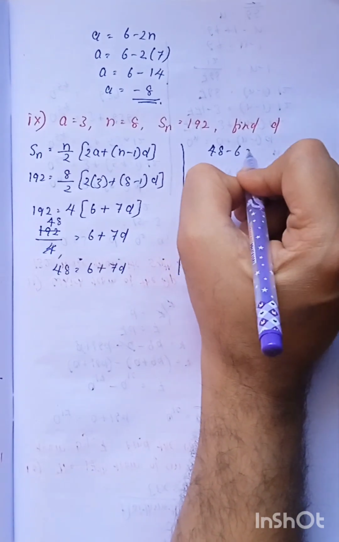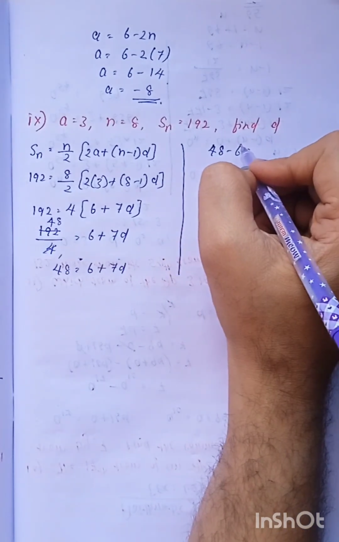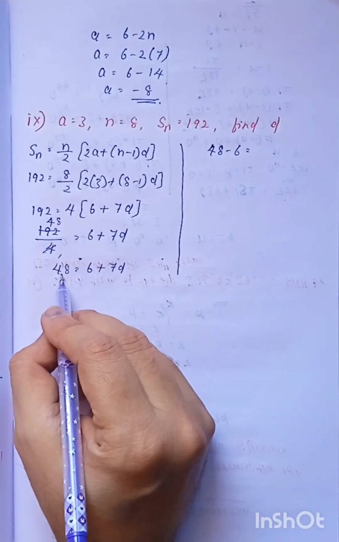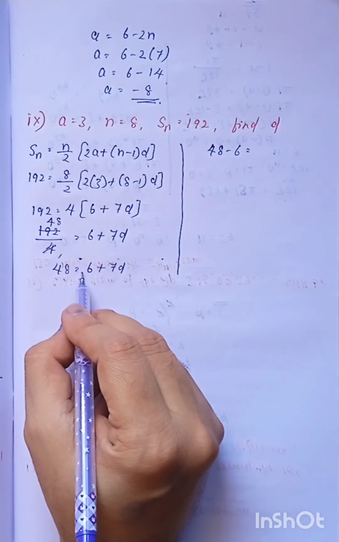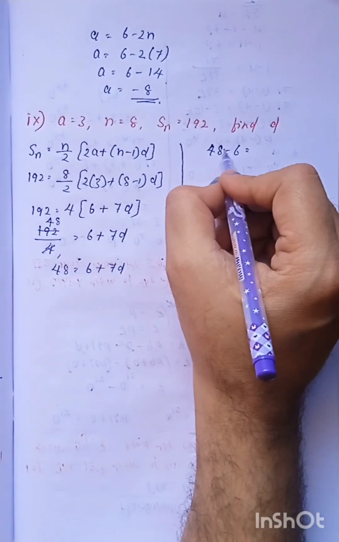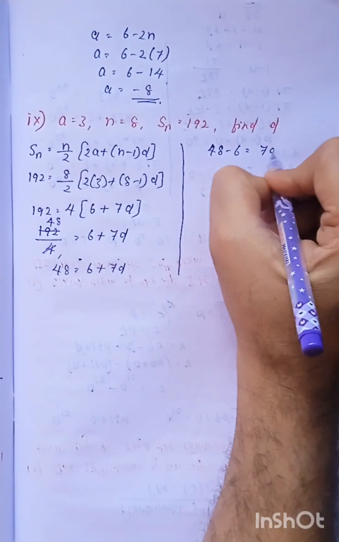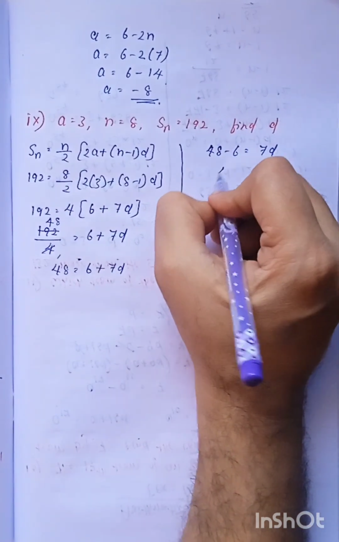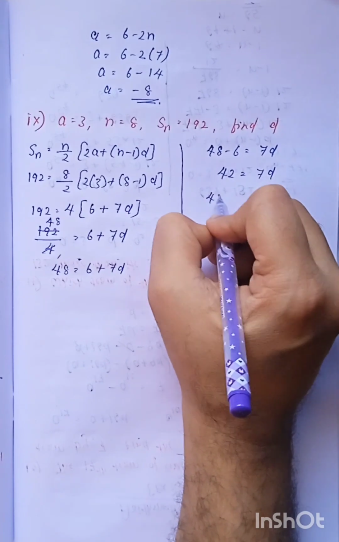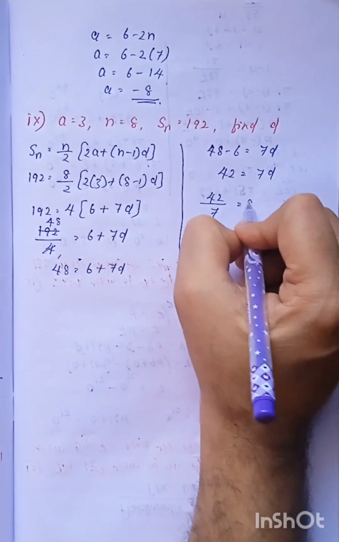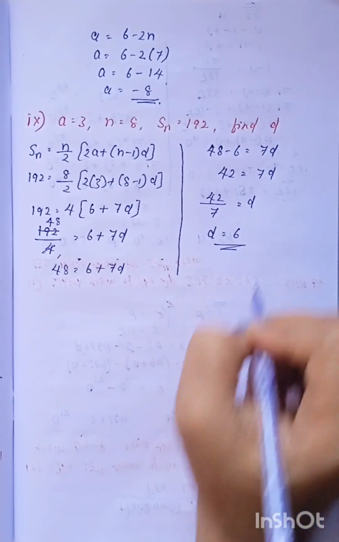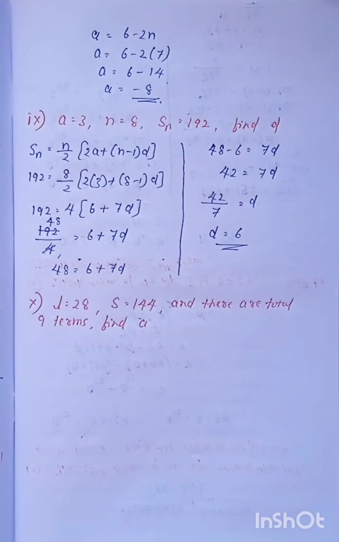Next, 48 equals 6 plus 7d. 48 minus 6 equals 7d. 48 minus 6, you will get 42 equals 7d. Now 42 by 7 equals d. 7 ones are 7, 7 sixes are 42. So d equals 6 is the answer.